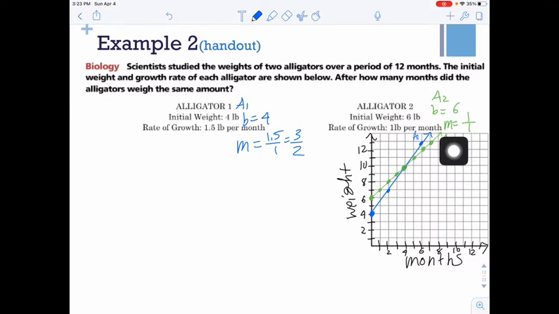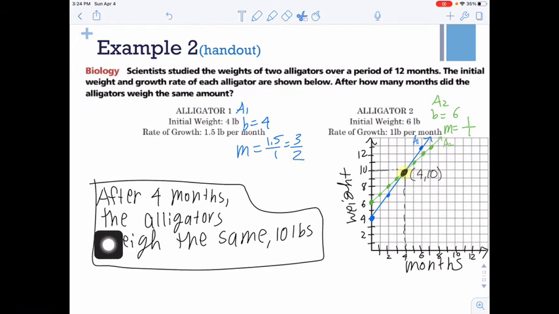Now, if your graph doesn't fit the data all the way to 12 months, that's okay. The important information is when these two alligators weigh the same amount. So as long as you can get to a point where these two lines are going to intersect, that's all the information we need. We can see that at the point 4, 10, the two lines intersect. Therefore, after 4 months, the alligators weigh the same, 10 pounds.